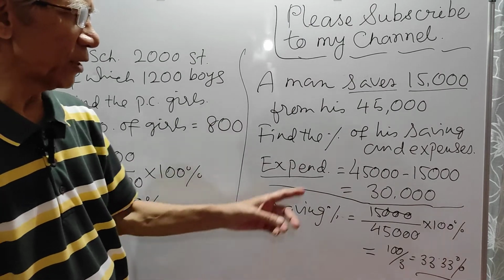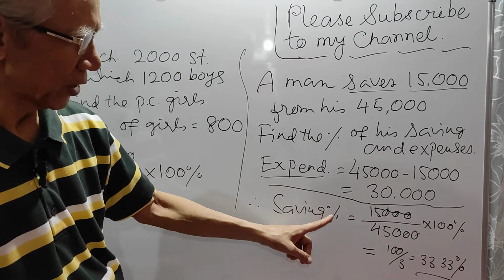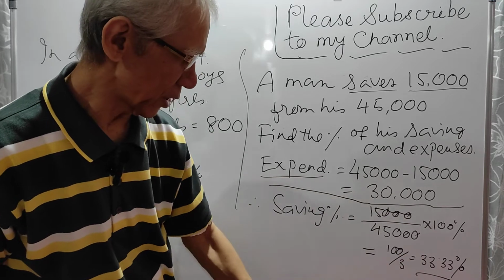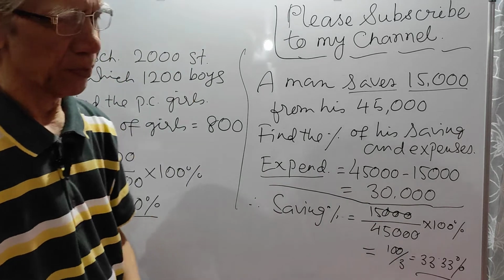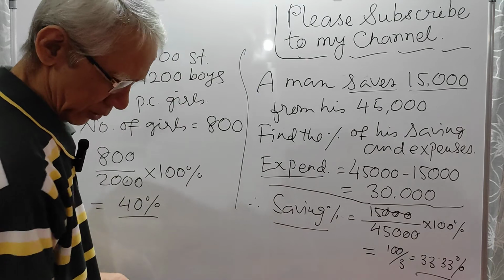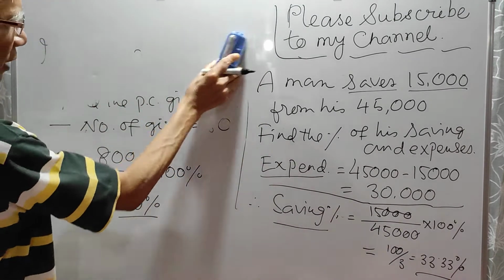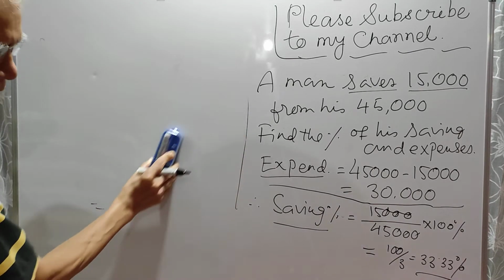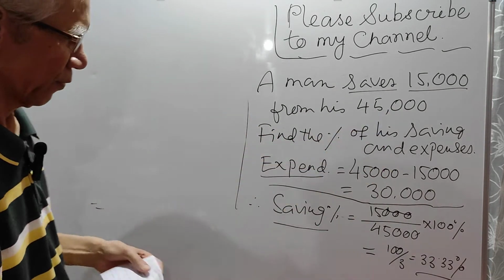So what is his saving percent? Saving by salary into 100%. Now you have to find also the percentage of expenditure. His expenditure is 30,000. That means you have to express 30,000 as a percent of 45,000.